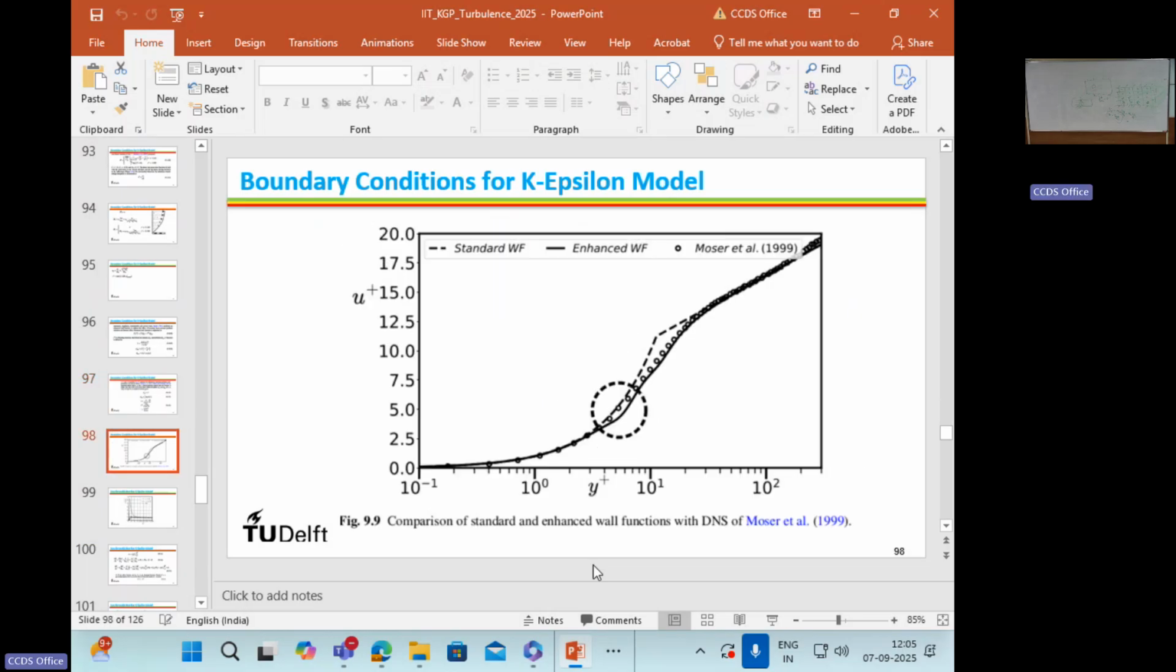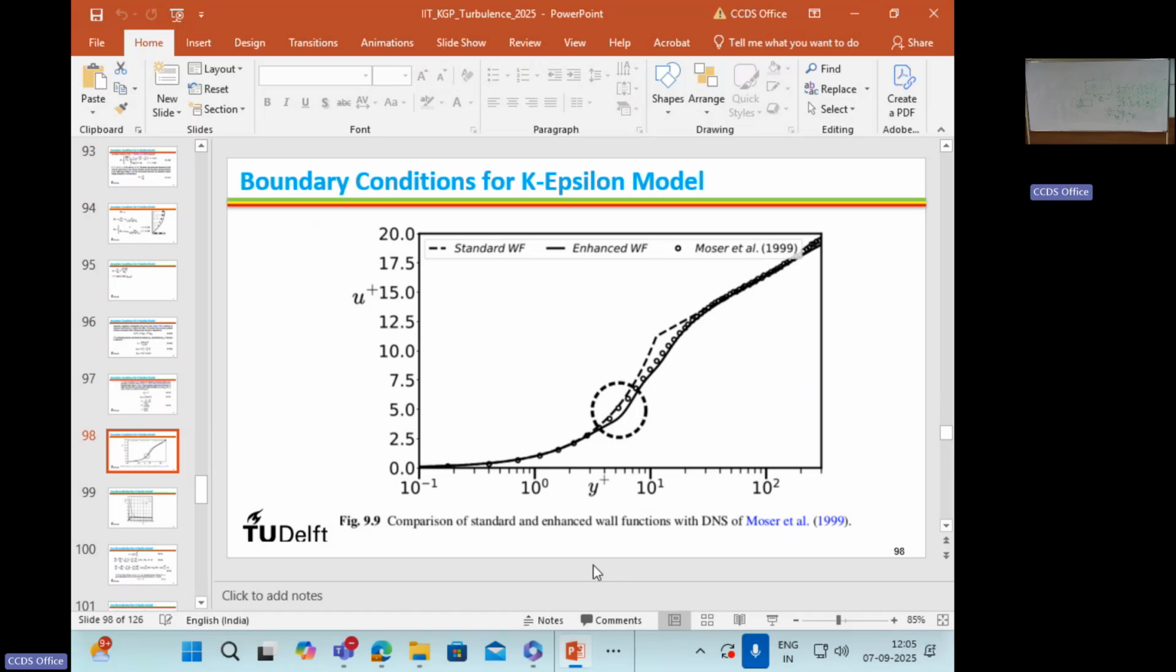So now the boundary condition for the k-epsilon model is clear. So this is the difference between the two wall functions. The dotted line is the DNS data, right? The standard wall function is giving some kind of discontinuity at 11.25. This is some kind of discontinuity, right? It is coming over here in the zoomed scale. When I zoom the scale, we find the discontinuity over here somewhere, right?